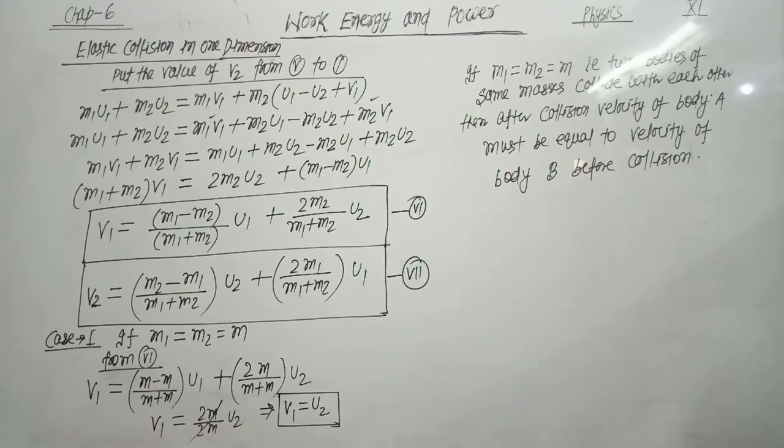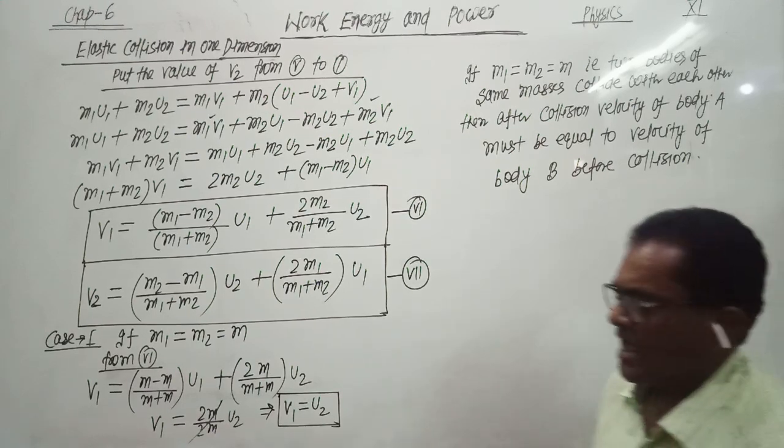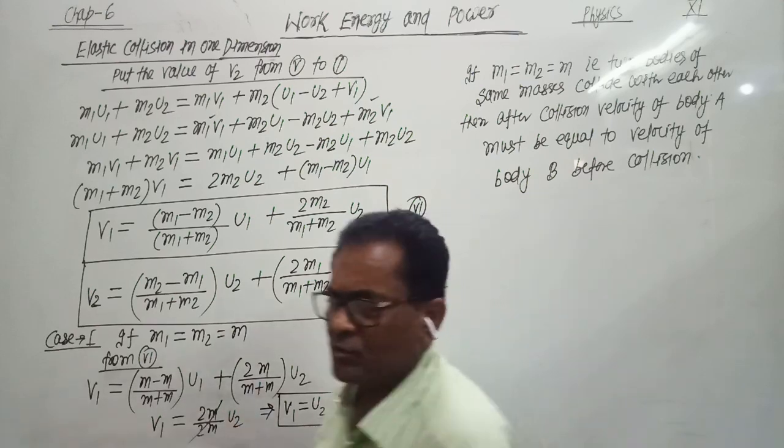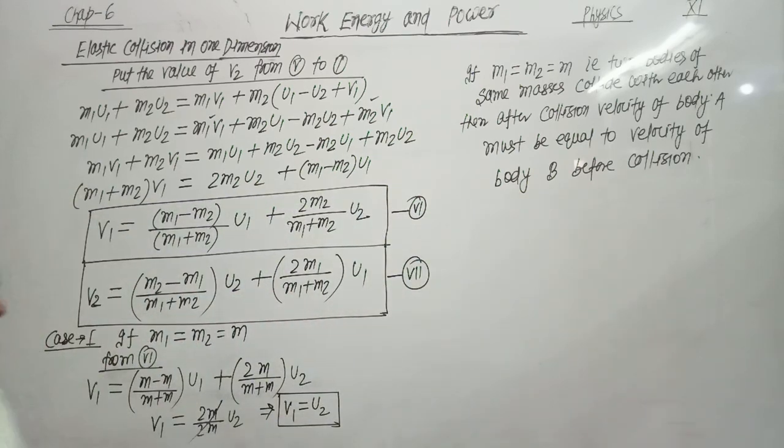Then we discussed the different cases. The first case is if two bodies A and B have equal masses, meaning m1 equals m2 equals m. Then from equation number 6, v1 comes to be equal to u2. The velocity of body A after collision must be equal to the velocity of body B before collision.